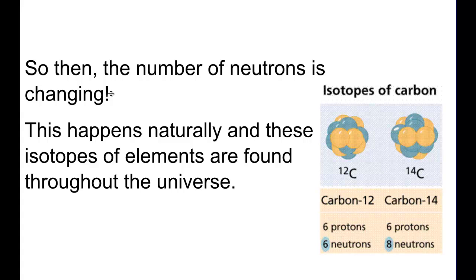All right. So we know the number of neutrons is changing. We've got this same diagram here again. And this happens naturally. These isotopes are found throughout the universe. There are man-made isotopes of different things, but usually we're going to be talking about ones that are just naturally found, naturally occurring isotopes. And every single element has one.